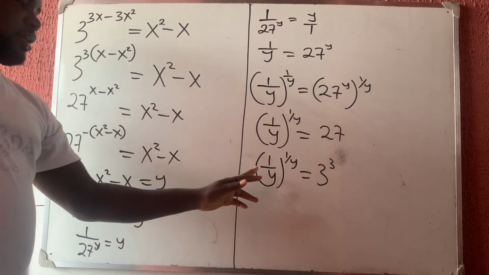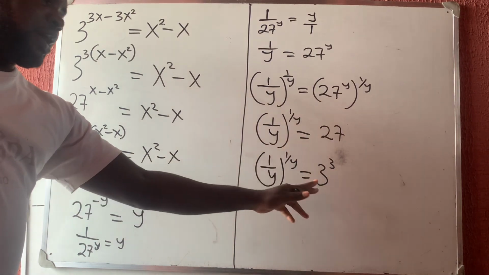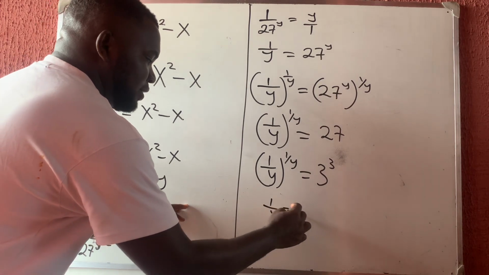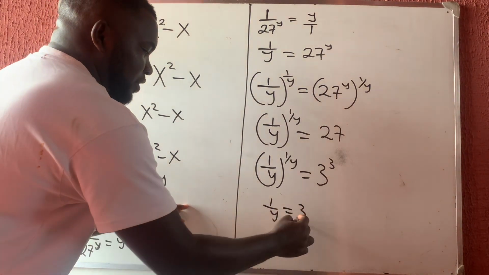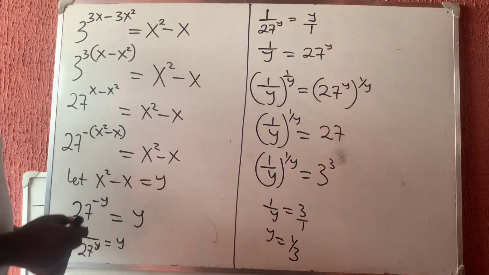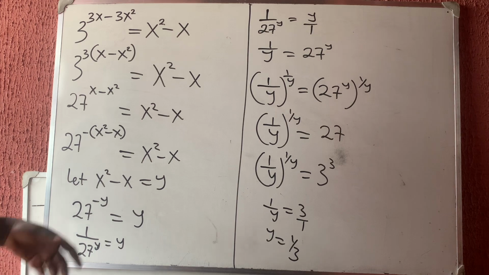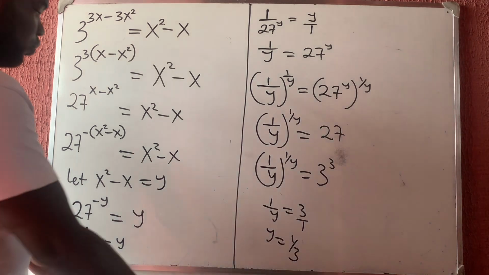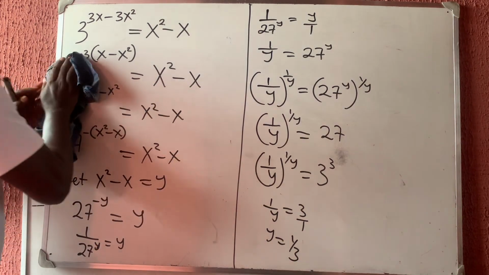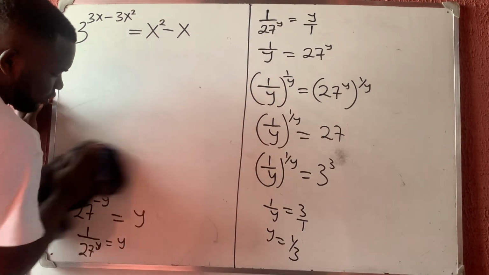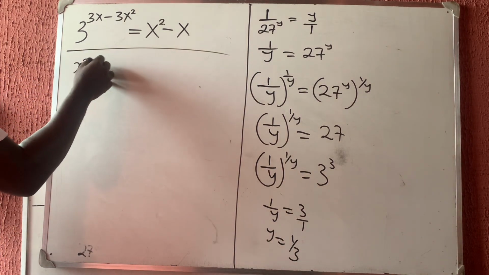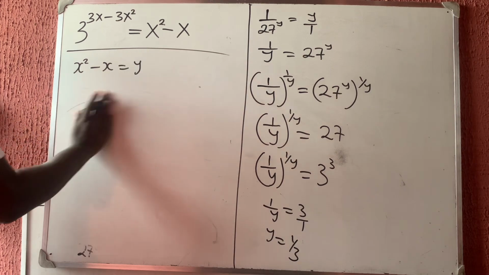Now you see that the same thing here is raised to power the same thing, and the same thing here is raised to power the same thing. So this implies that 1 over y is equal to 3. So if I cross multiply, I'm having that y is equal to 1 over 3. So once I've gotten that y is 1 over 3, it is now easy to get x. We should not forget that we said x squared minus x is equal to y, and I've gotten my y.